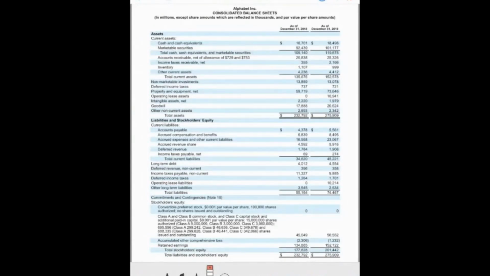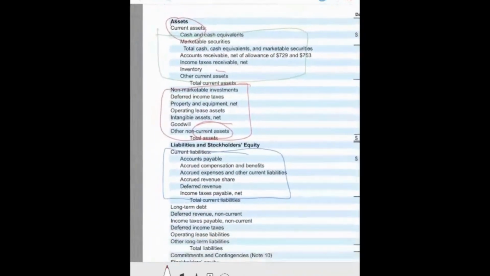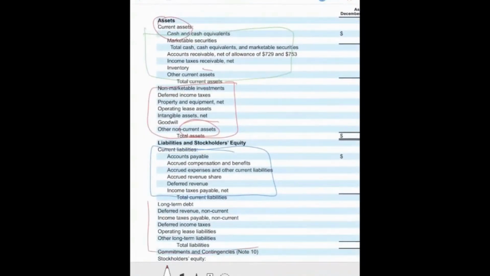Okay, so if you look at the balance sheet, you realize this thing called current asset and non-current asset. So you can see over here, this part is your non-current asset. This part over here is your current asset. Then this part over here is your current liability. And this part here is your non-current liability.